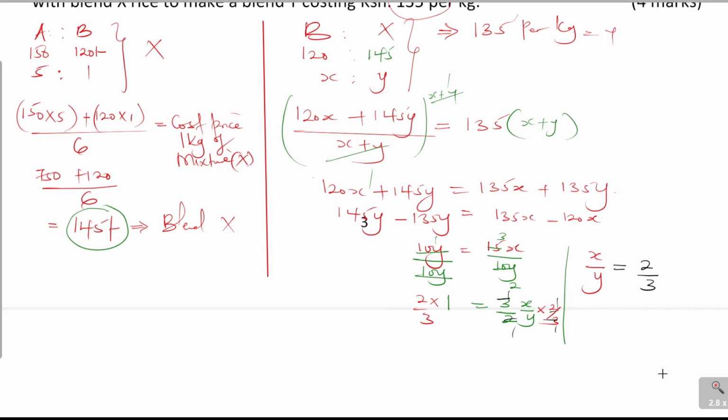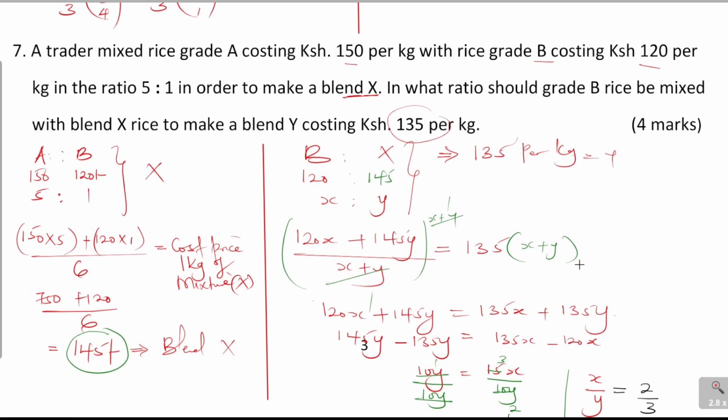And this is how you get the ratio. x over y is the same as the ratio x to y. It means it is 2 is to 3. So that is the ratio in which this blend is supposed to be mixed.